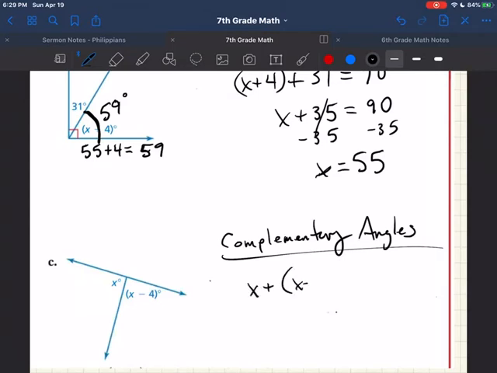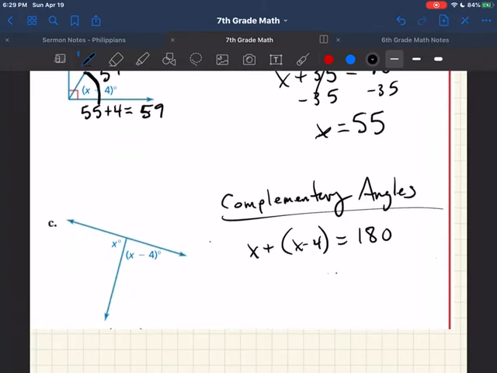Complementary angles, which means that x plus x minus 4 is equal to 180. And now we solve for x. So we're adding with a binomial, so you can just basically get rid of the parentheses. So that would be x plus x minus 4 is equal to 180, right? Remember, if this was subtract, I'd have to change these two signs, but because it's add, I do not. That stayed positive, that stayed negative.